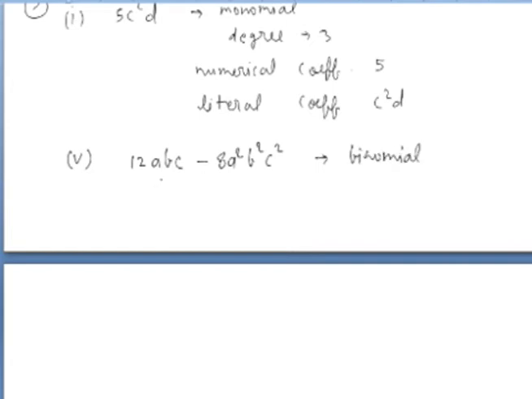Okay, and for the degree here, add these exponents: 1, 1, 1, the degree is 3. Here 2 plus 2 plus 2, the degree is 6. So the degree of this term is 6. Okay, and now the coefficient. Here the numerical coefficient is 12, and here the numerical coefficient is minus 8, and here the literal coefficient is abc, and here the literal coefficient.